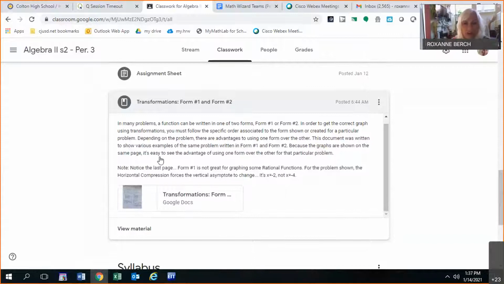In many problems, a function can be written in one of two forms, form 1 or form 2. In order to get the correct graph using transformations, you must follow the specific order associated to the form shown or created for a particular problem. Depending on the problem, there are advantages to one form over the other. This document was written to show various examples of the same problem written in form 1 and form 2. And because the graphs are shown on the same page, it's easy to see the advantages of using one form over the other for a particular problem.